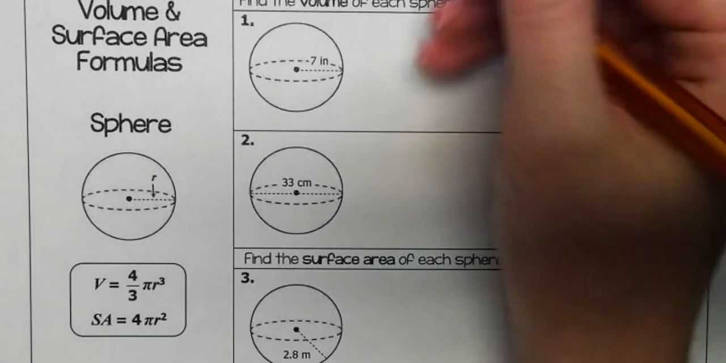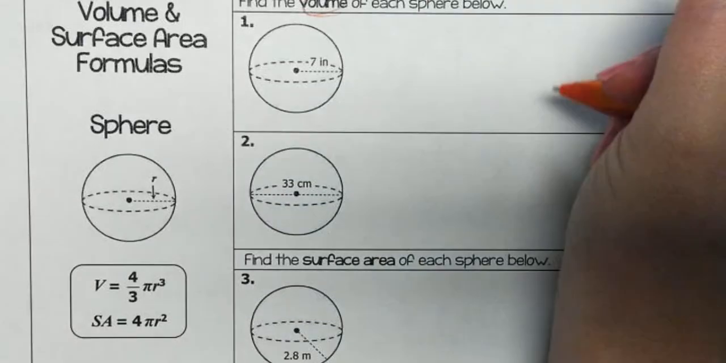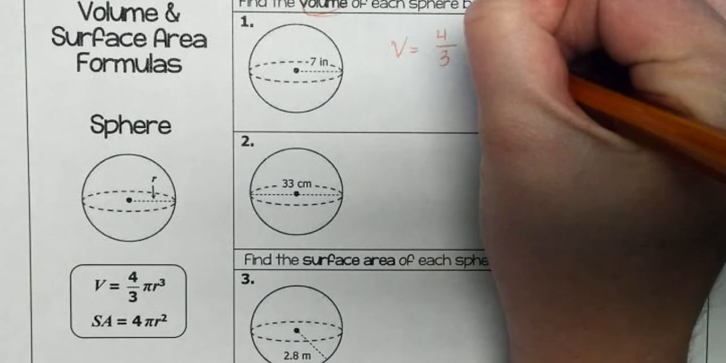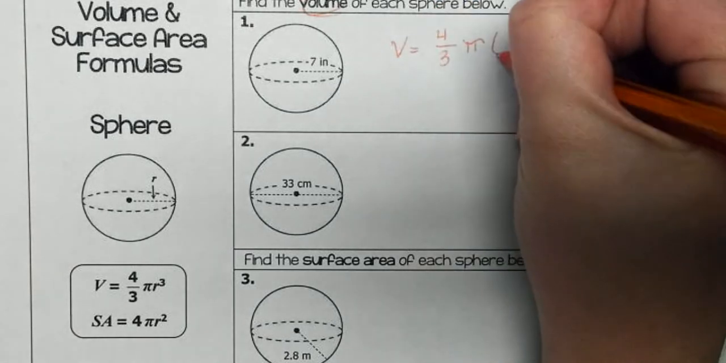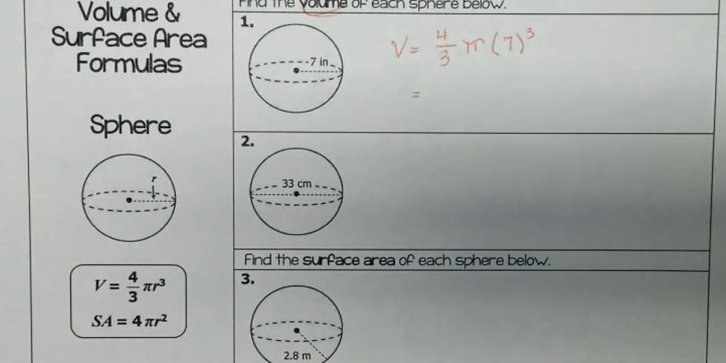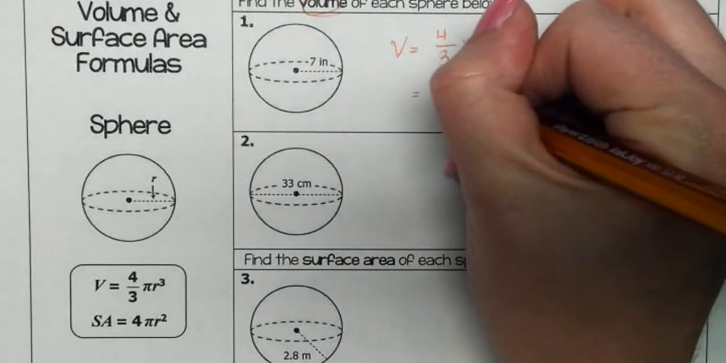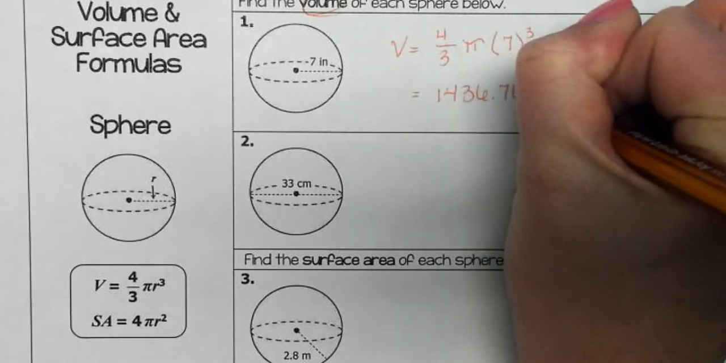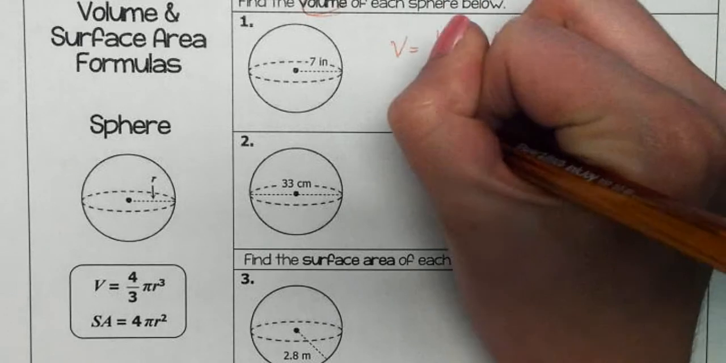So we want to find volume for number 1 and number 2. My volume formula is 4/3 pi times r cubed. My radius is 7, I'm going to cube it. So type it in: 4 divided by 3 pi times 7 to the third. And this is going to be 1,436.76 inches cubed.